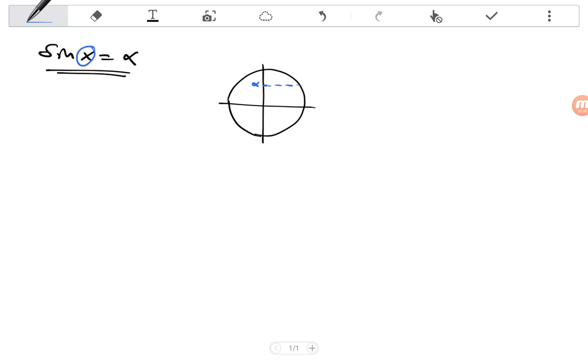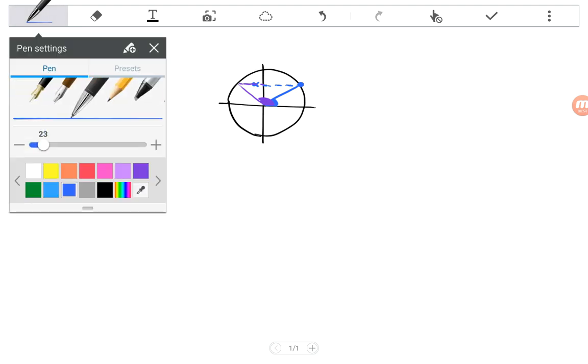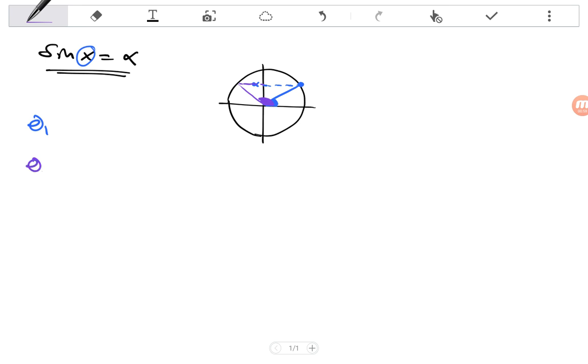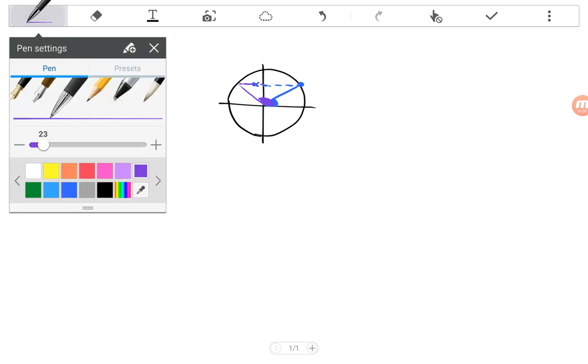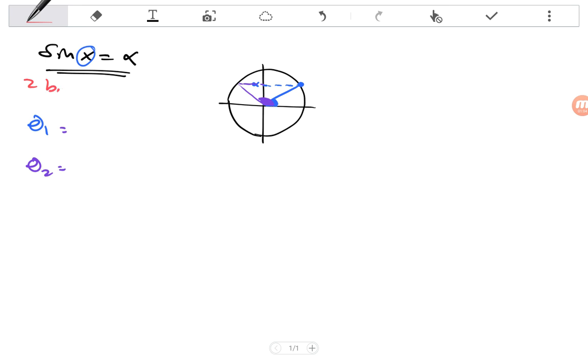We have this angle, this blue angle. This is an angle which has a point with a y coordinate equal to alpha. And also we have another angle, which is this one. This angle is measured from the positive x-axis. This is the purple angle. So we have theta 1 and we have theta 2. These are the two basic angles of this equation, which constitute the solution of this equation.